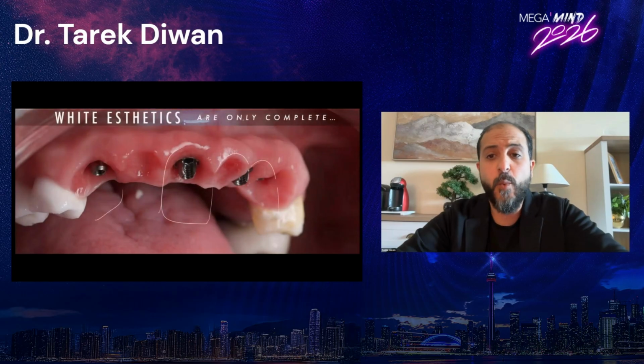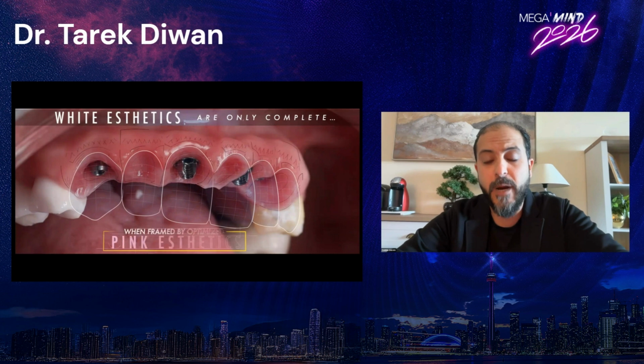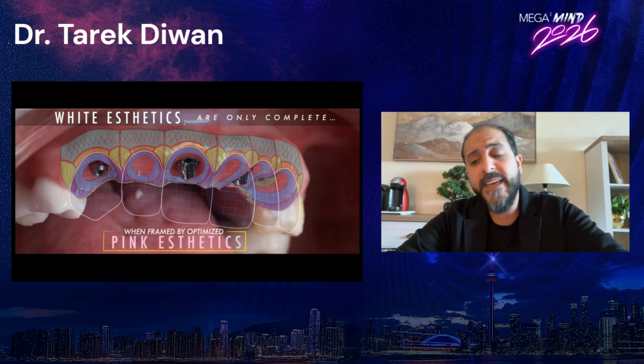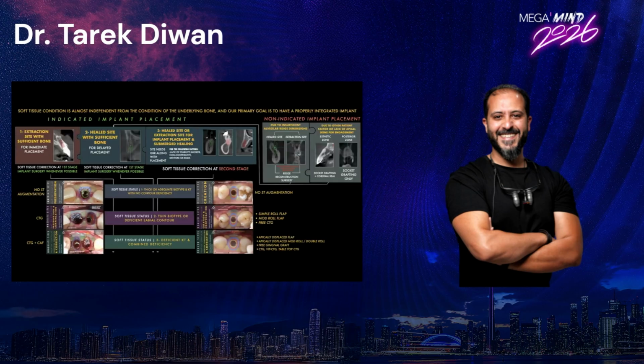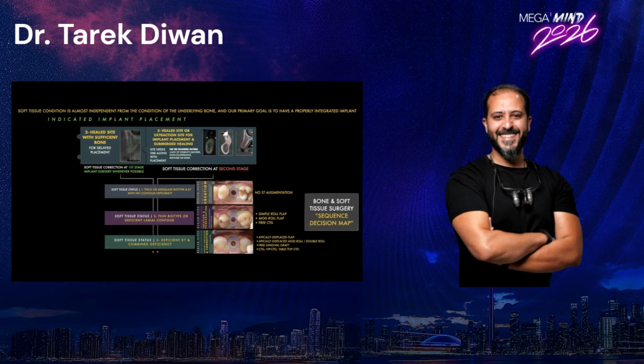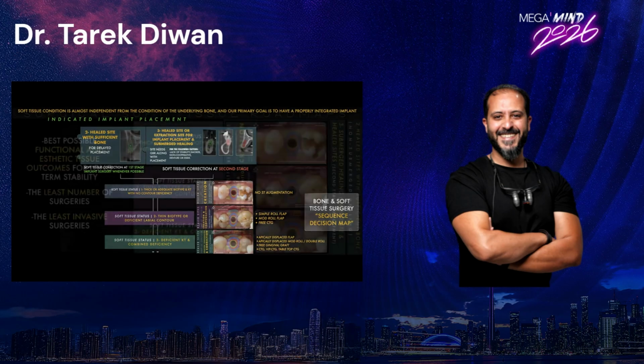That's why we say that the white aesthetics are only complete when framed by the optimized pink aesthetics. So out of a gigantic bone and soft tissue surgery sequence decision map, today we will be talking mainly about the cases of the heel sites, and I will take you through a few examples of how to manage the cases around the heel sites.